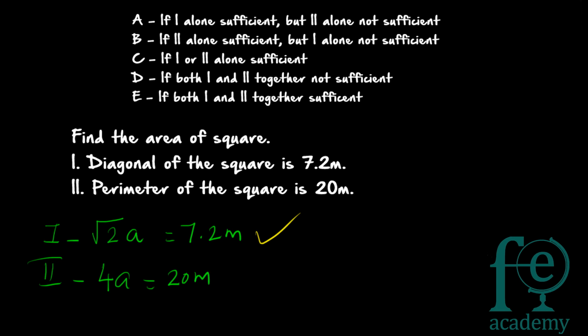So from that what you will be getting? a is equal to 20 by 4. You will be getting a, and once you get a, you can easily find out the area by a square. So from the second statement alone also you are able to answer the question. So if 1 or 2 alone sufficient, by using 1 alone you will be getting the answer. Also by using 2 alone you will be getting the answer. So 1 or 2 alone are sufficient. So your option is C.